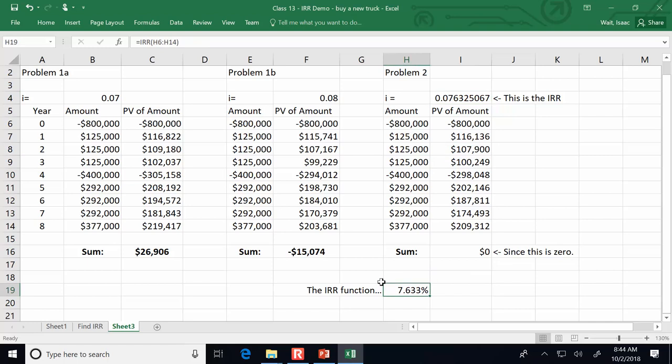So that's the IRR function. Again, let me demonstrate. It's one of the easy ones. Equals IRR, highlight the amounts. Don't highlight the present value amounts. Highlight the original given amounts, and then return. Pretty slick.